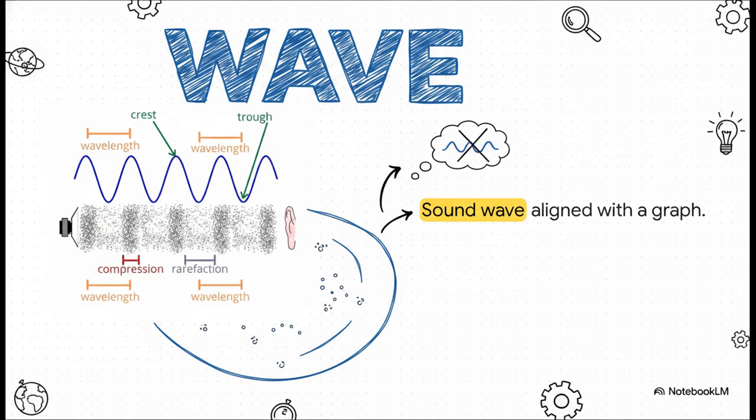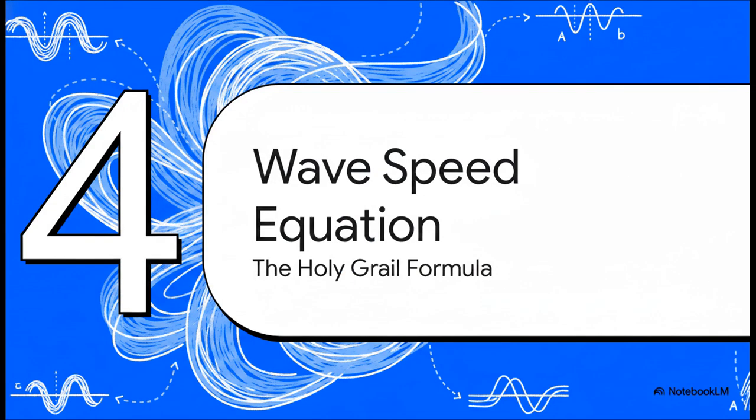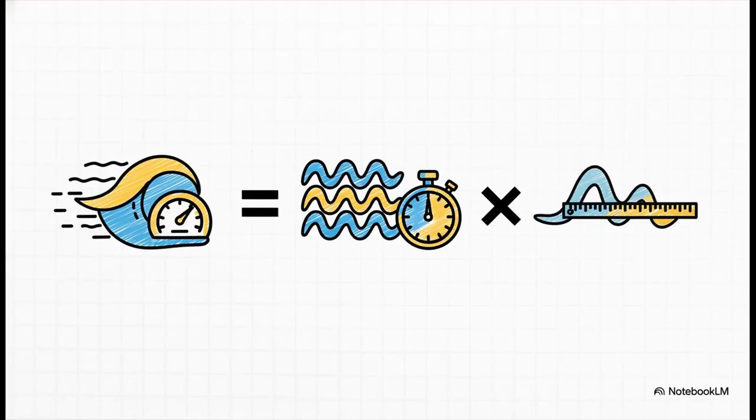Never, ever draw a sound wave in an exam as a literal squiggly ocean wave. Section 4, the wave speed equation. This is the holy grail formula. Here it is, the absolute holy grail formula for this entire topic. V is equal to F times lambda.